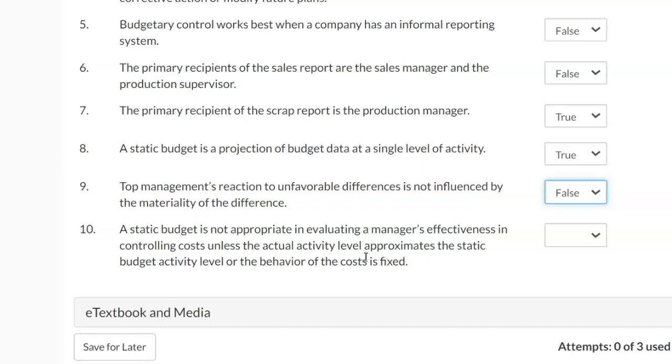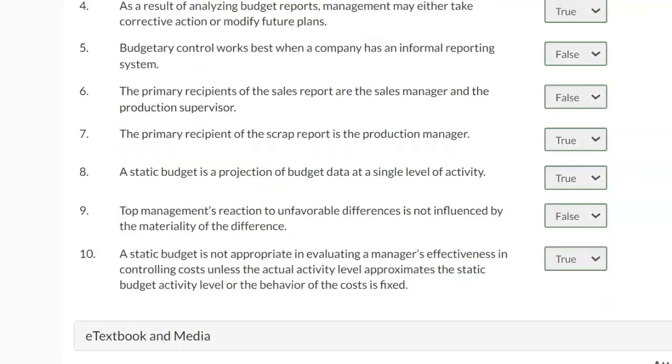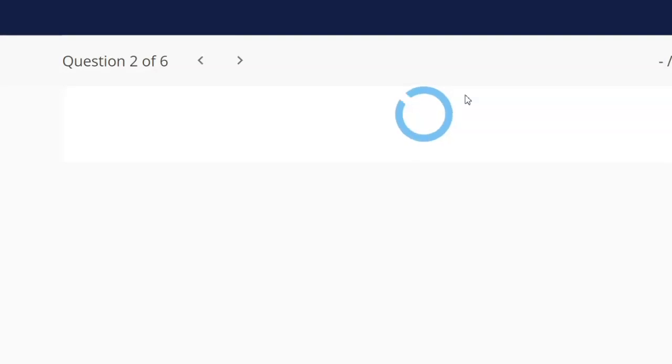A static budget is not appropriate in evaluating a manager's effectiveness in controlling costs unless the actual activity level approximates the static budget activity level or the behavior of the cost is fixed. That requires rereading. True. Okay, let me try. Very good. All right, next question.